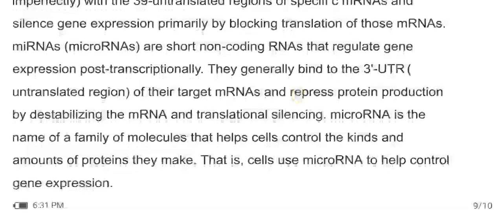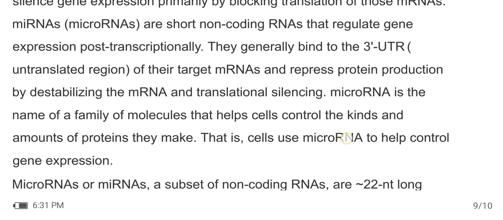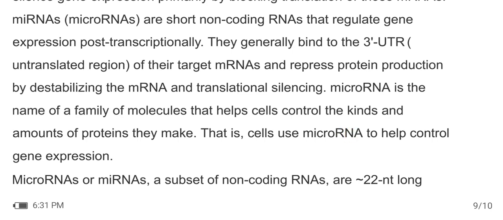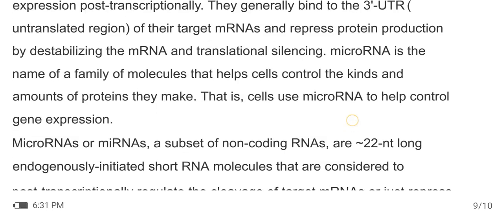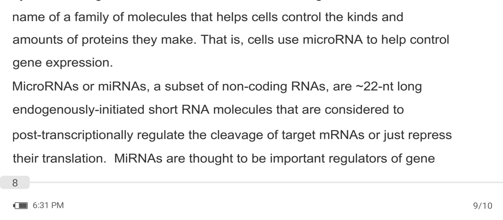miRNAs, or microRNAs, are short non-coding RNAs that regulate gene expression post-transcriptionally. They generally bind to the 3' UTR, the untranslated region, of their target mRNAs and repress protein production by destabilizing the mRNA and translational silencing. MicroRNA is the name of the family of molecules that helps cells control the kinds and amounts of proteins they make. That is, cells use microRNA to help control gene expression.